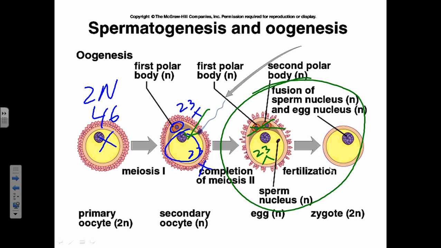So here's the deal. The egg needs to be big so it can store food. The egg's jobs are to deliver 23 chromosomes, but also to store food for that baby and to supply all the organelles the baby will have. The sperm's job is just to deliver what? 23 chromosomes and it's done. So it's small. Its job is just chromosome delivery. That's it.